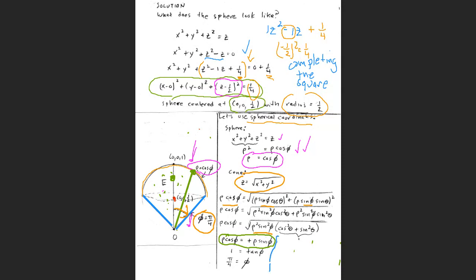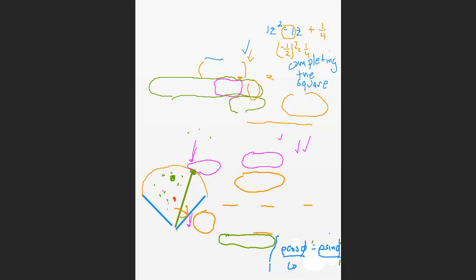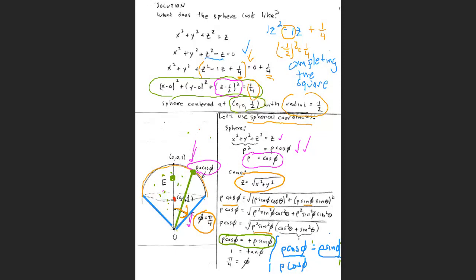So, okay, rho cosine of phi equals rho sine of phi. If I divide both sides by rho cosine of phi, I'm going to get then 1 equals the tangent of phi.